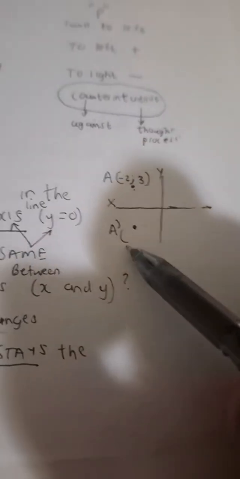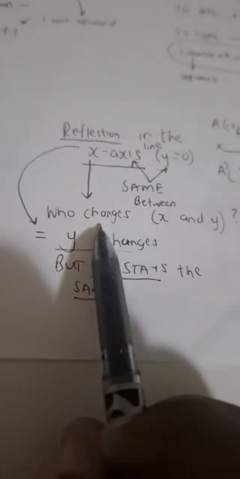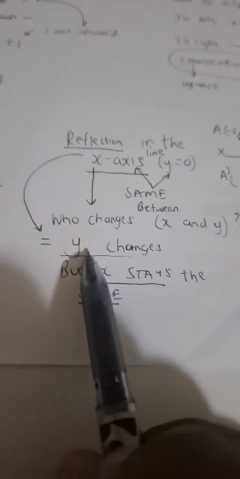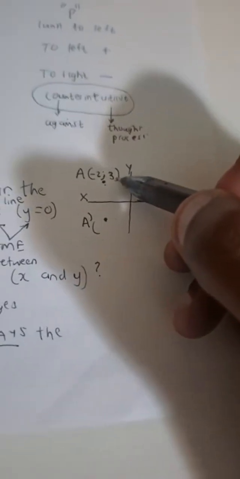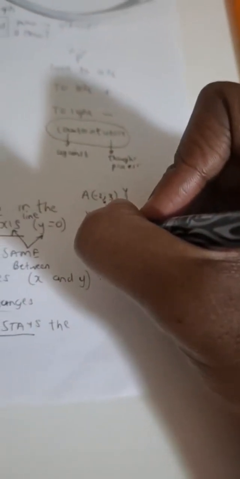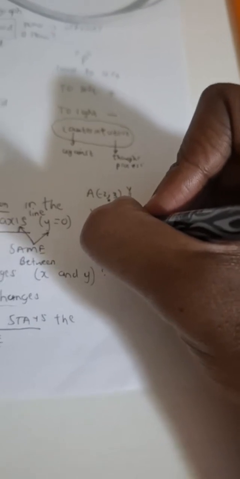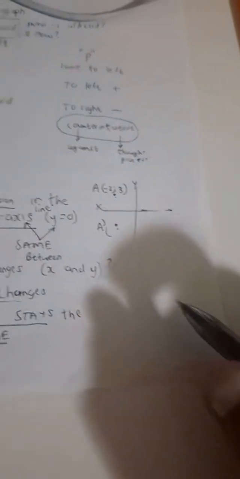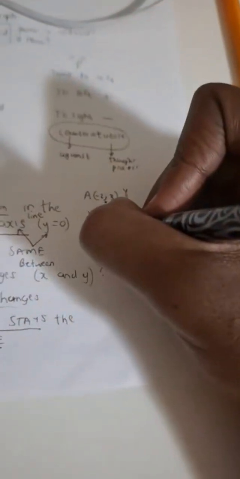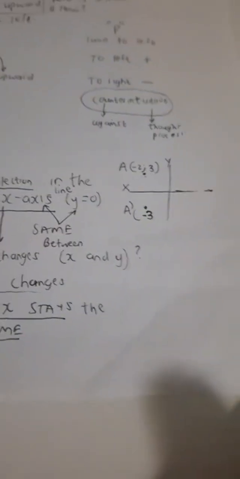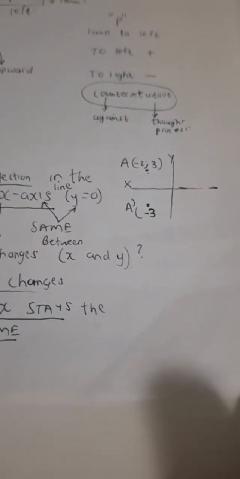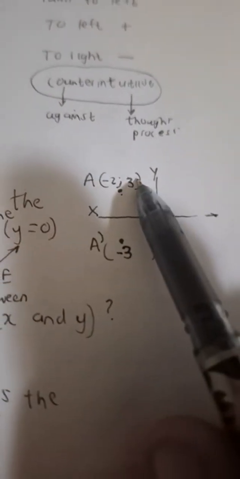Remember, if it's reflection along the x-axis, who did I say changes? Y is going to change. So that means since y for A was 3, what is going to be the y coordinate for the image that has reflected in the x-axis? Y changes. It becomes -3. Kate is saying -2 and 3. Okay, we are given A, which is -2 and 3.